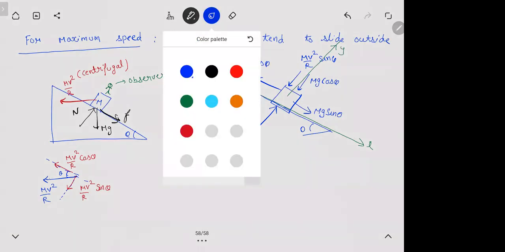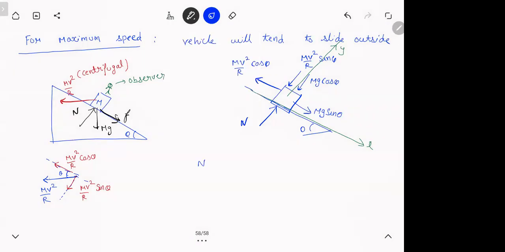Now balance the forces. N will be mg cos theta plus mv square by r sin theta. Better see the derivation properly. It is there in 12th first chapter in HSC. And it is there. This is the derivation for that. And along the incline, mv square by r cos theta is mg sin theta.